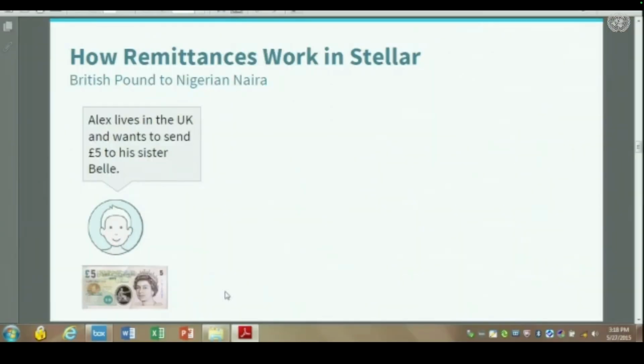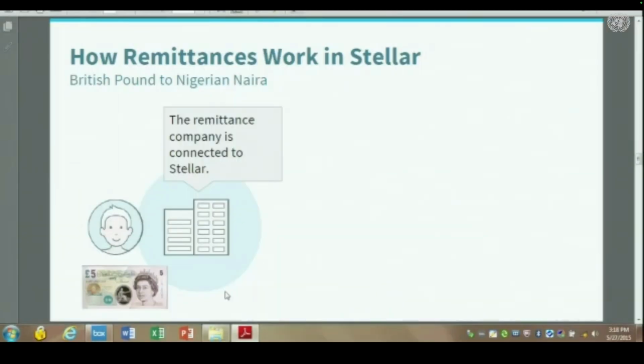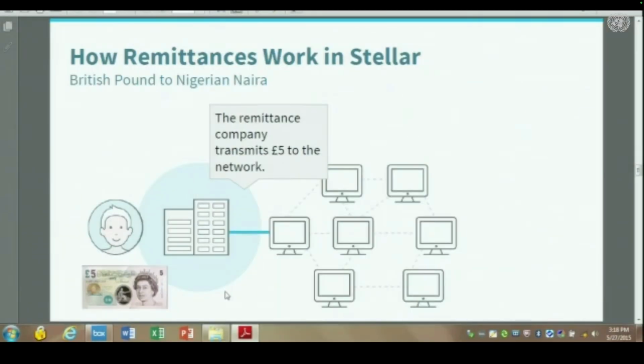So how does this work for remittances? How do we send money around the world? I'm going to use the example of British pounds to Nigerian naira. Imagine that you have a person named Alex who lives in the UK, and he wants to send £5 to his sister Belle who lives in Nigeria, and only needs £5. Maybe it's a case where there's an emergency medical situation where they just need to buy a little bit of medicine, not a huge remittance amount, but a small remittance amount. So what Alex does is he goes to his remittance company, and if his remittance company is connected to Stellar, then the remittance company is able to transmit the £5 to the network.